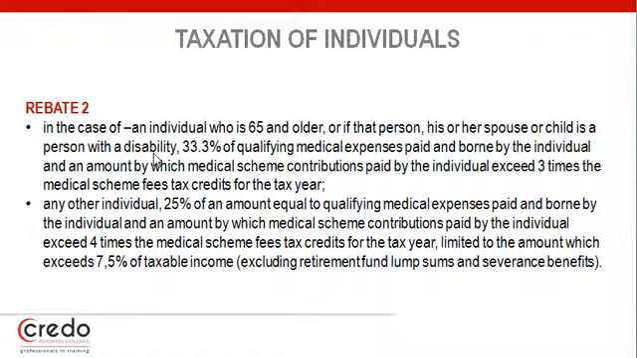The second option is if the person is under 65, you use 25% and you use an amount which exceeds 4 times the medical fees tax credit for the tax year, limited to an amount which does not exceed 7.5% of taxable income. Now there's a lot of words in this. We need to look at a practical example so that you can see how it's dealt with.